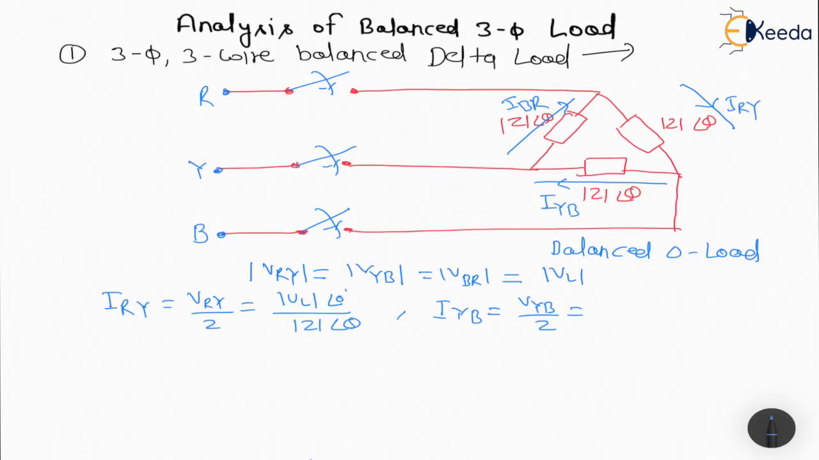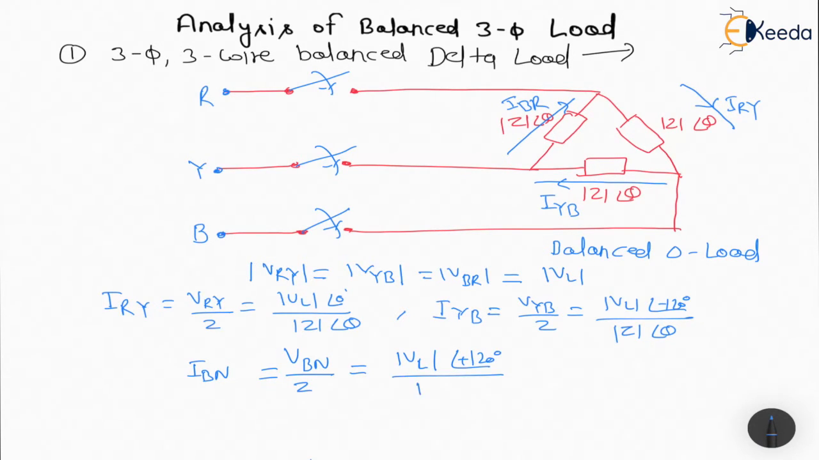Vyb upon Z, means mod of VL at the angle of minus 120 degree upon Z angle of theta, and Vbr upon Z will give the value of Ibr, and that we can write as Vbr means VL at the angle of plus 120 degree upon mod of Z at the angle of theta.